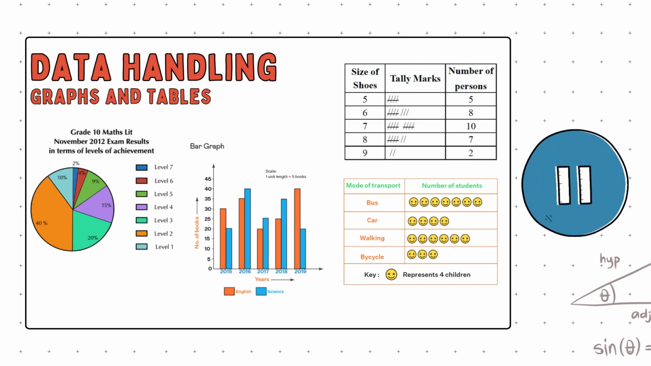Here are a few examples of different types of graphs. Number one, a pie chart, a circular graph divided into slices to show different aspects. Each slice represents a part of a whole, useful for showing percentages or comparing parts to a whole.